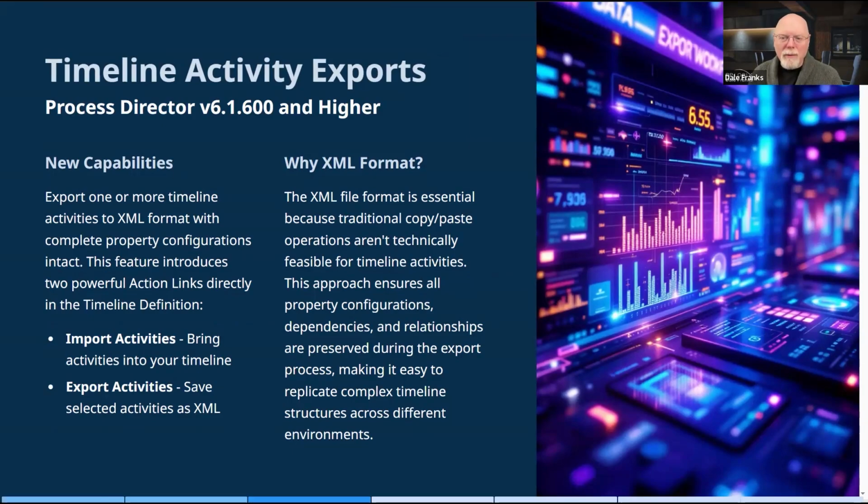So for Process Director 6.1.600 and higher, and again, we'll talk about that version number in a second, there is a new capability. We can select one or more process timeline activities from one timeline definition, and we can export them to XML, place that XML file anywhere we'd like on our local machine, and then we can open up a different timeline definition, and then we can import those activities into any timeline definition.